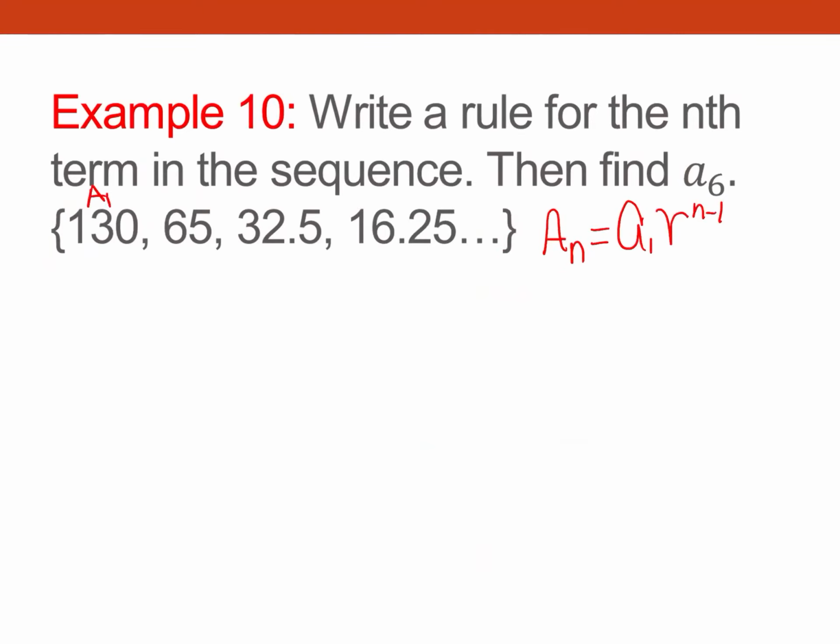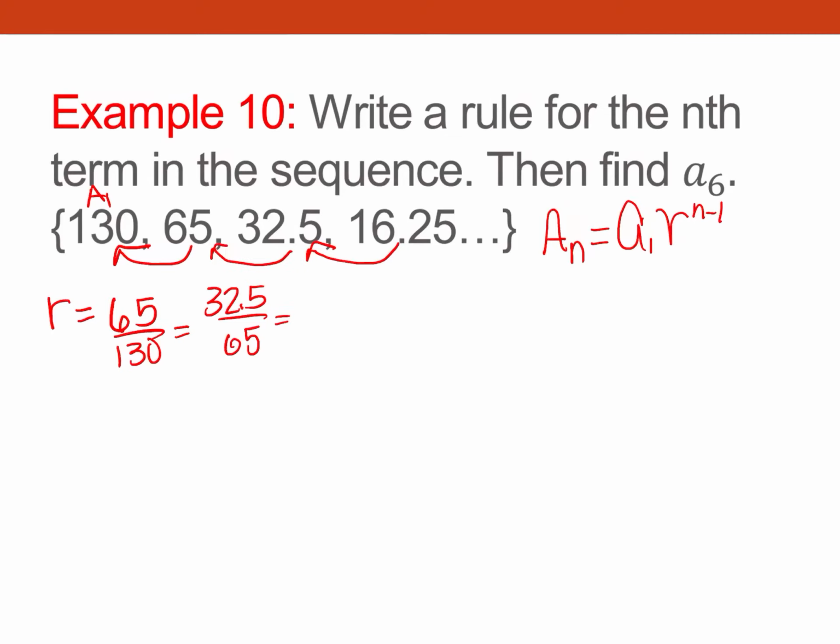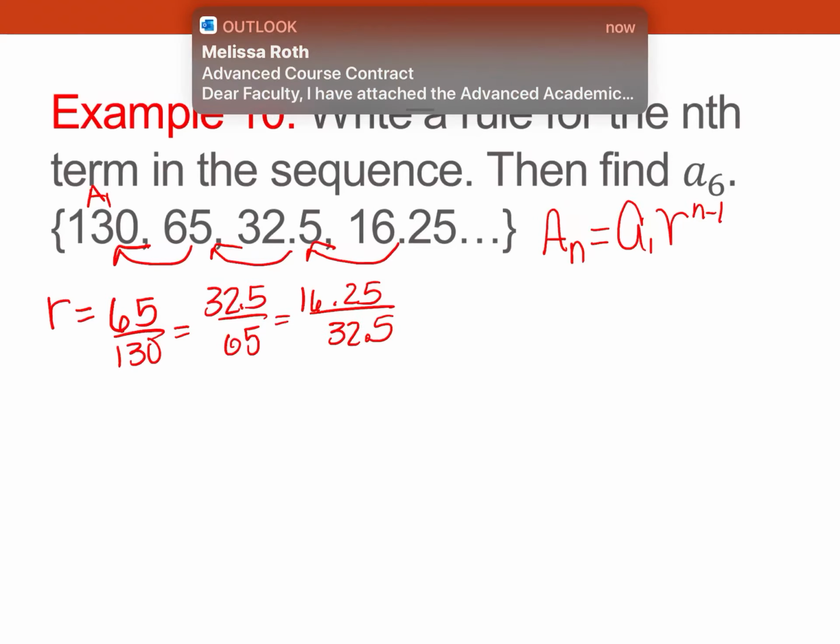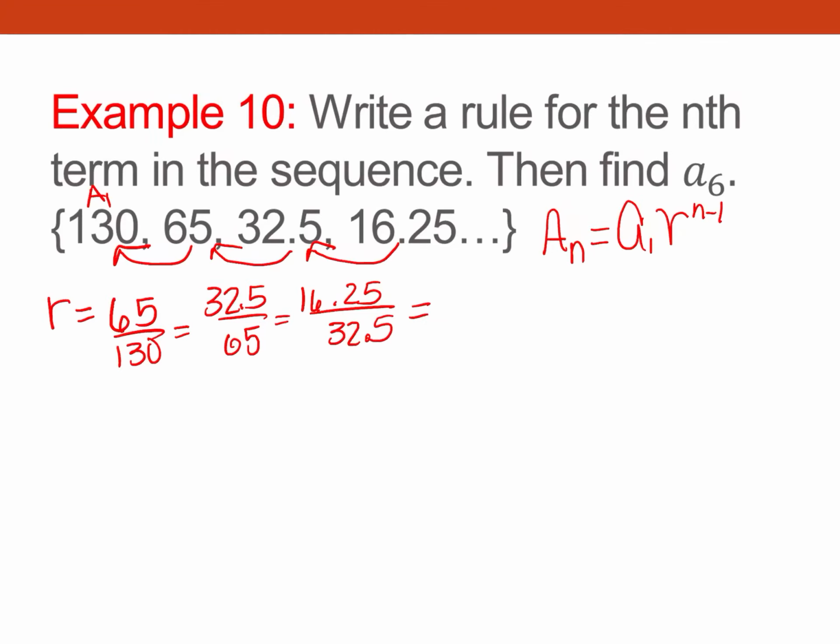Okay, so our A1 here is 130. To find your common ratio, you divide the previous one by the one in front of it. 65 divided by 130, 32.5 divided by 65, and here was 16.25 divided by 32.5. Okay, and we get our answer, and I like to write this as a fraction.